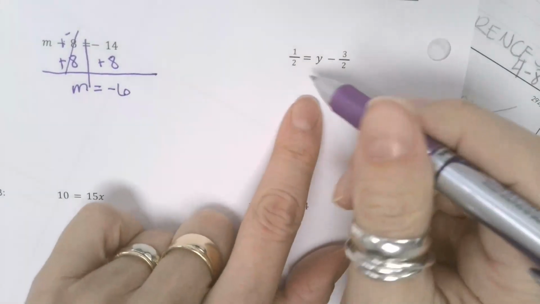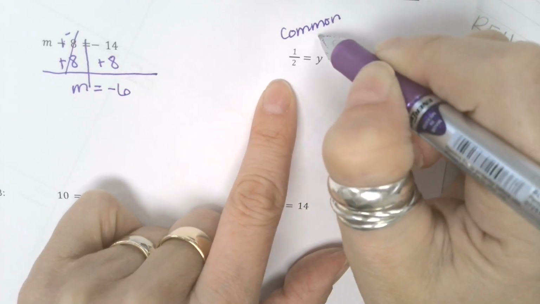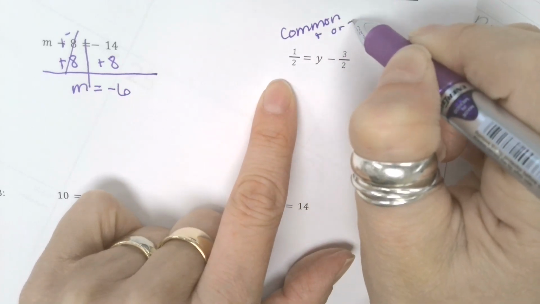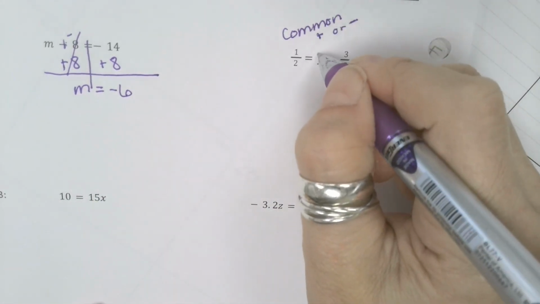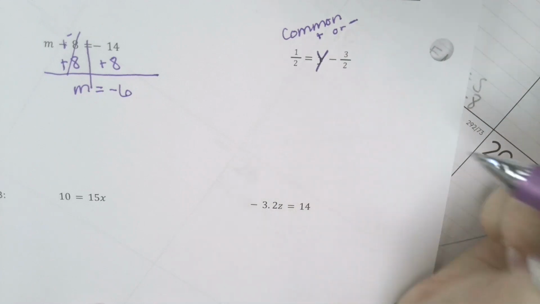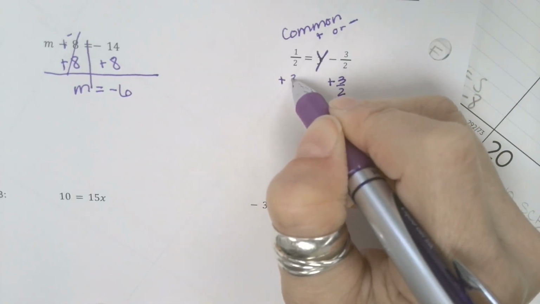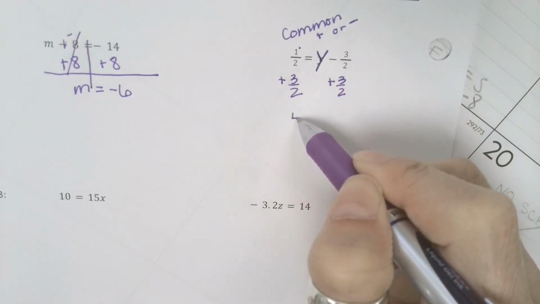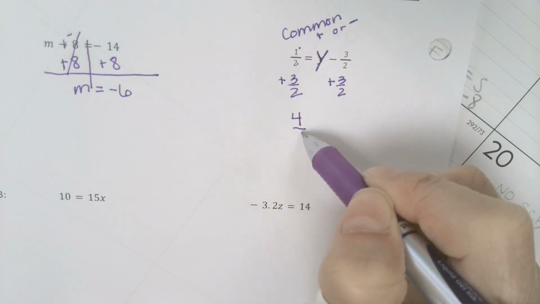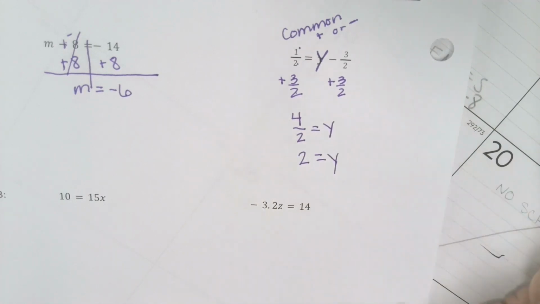Remember, when you're working with fractions, you need to have a common denominator. That's if you are adding or subtracting. If you're multiplying, you don't need that. So I have y on the other side, which is no big deal. I'm going to add 3/2. I'm going to add 3/2. And I'll get 1 and 3 make 4. Keep the same denominator, and I'll simplify that to be 2 equals y.